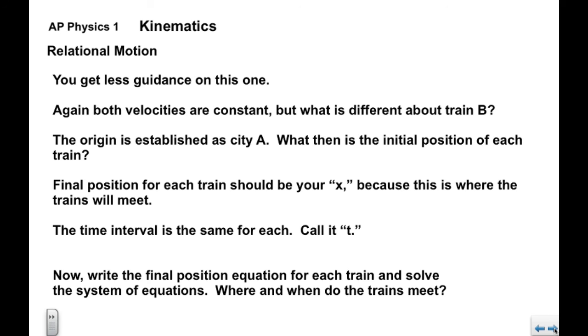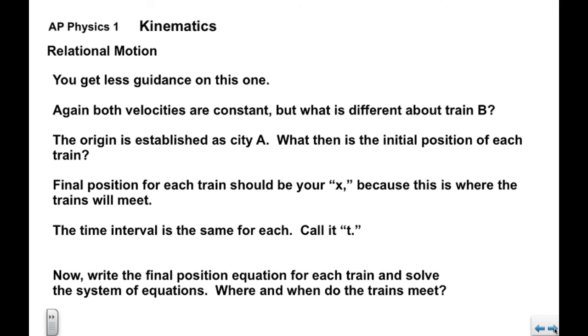The origin is established at city A. We then know what train 1's initial position is, what then is the initial position of train B. Look at the image and it'll tell you. Final position will be the same for each because this is where they're going to meet. So again, they'll be in the same place at the same time. Time interval is the same for each. We'll call it t.